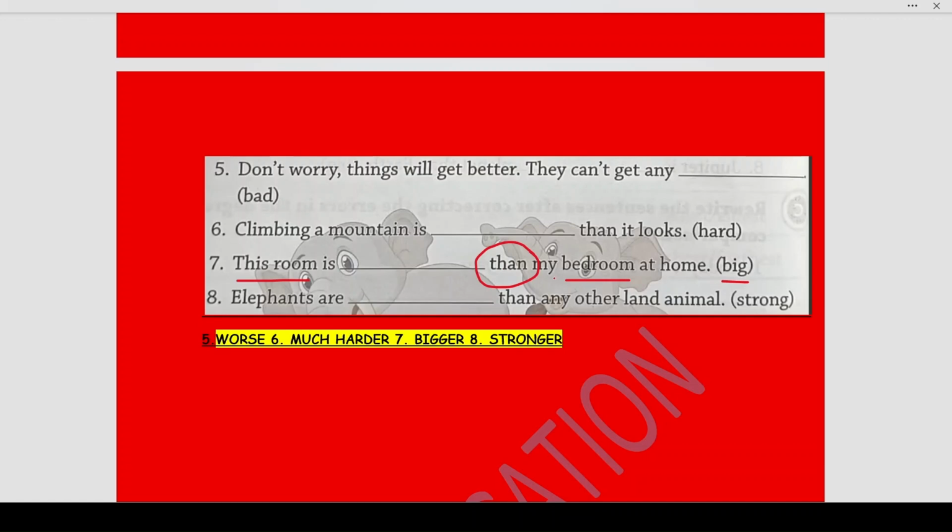Elephants are dash than any other land animal. Positive degree to be used as strong. So elephants are being compared to any other land animal. And the word than is there. So what will be the degree of comparison? It will be comparative. So elephants are stronger than any other land animal.